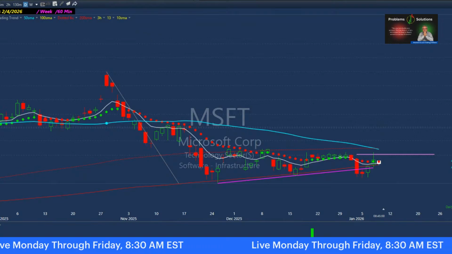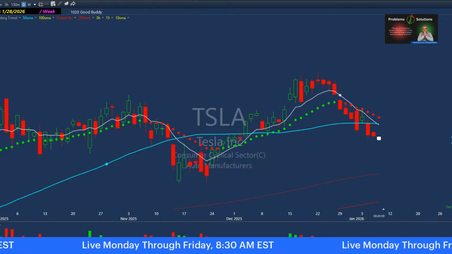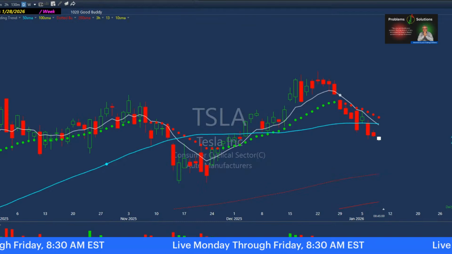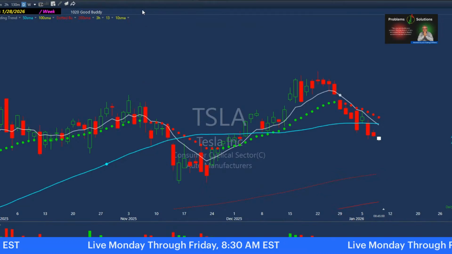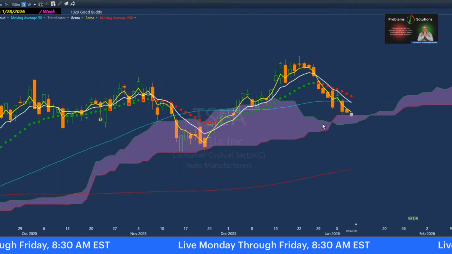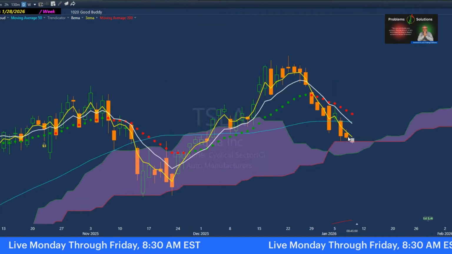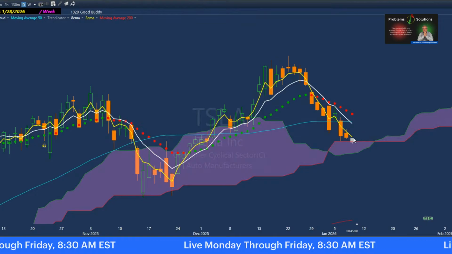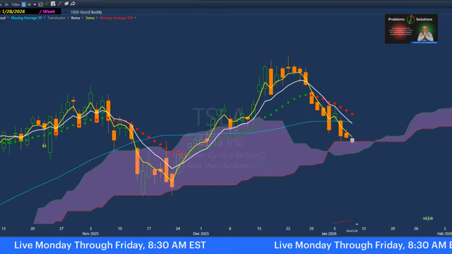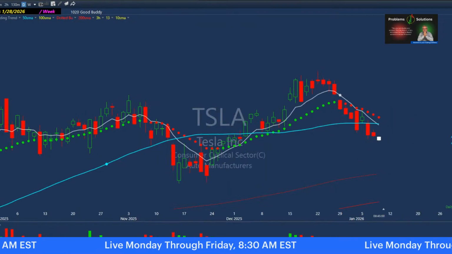How about our good old friend Tesla? If you're short, way to go. Stay short. Nothing about it says to be long at this point. The only thing maybe is it is sitting right on the cloud here. That might create some kind of bullish bounce in here. It might, but just follow price action and the trend right there.